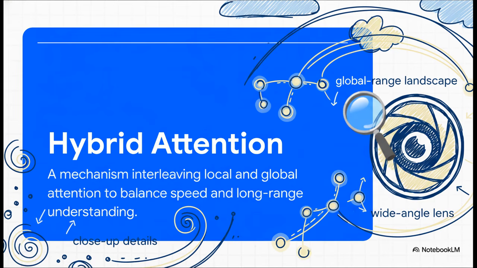The secret sauce here is something called hybrid attention. The best way to think about it is like this. You're giving the model both a magnifying glass to see the fine details and a wide-angle lens to see the whole big picture. And it can use both at the same time.